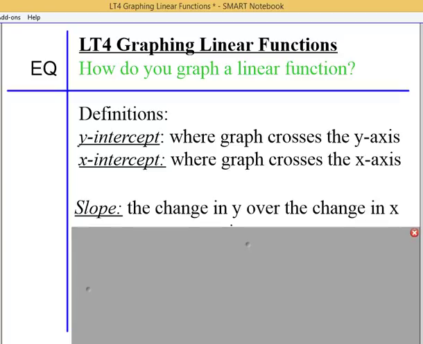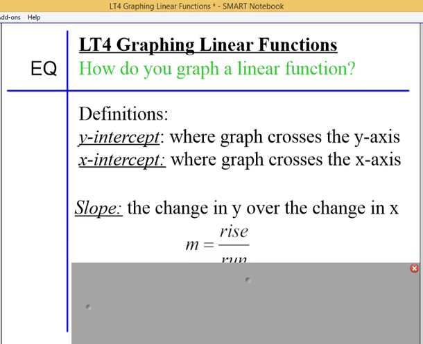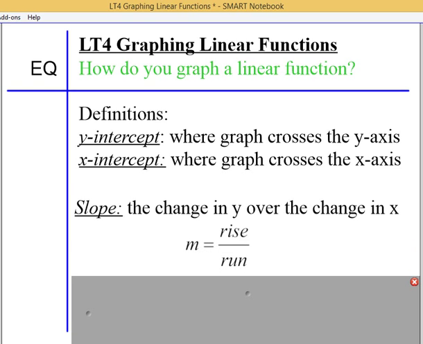Also important is slope. Slope is the change in y over the change in x. By over I mean divide. We also refer to it as m and rise over run. Rise divided by run. Rise is the change in y and run is the change in x.